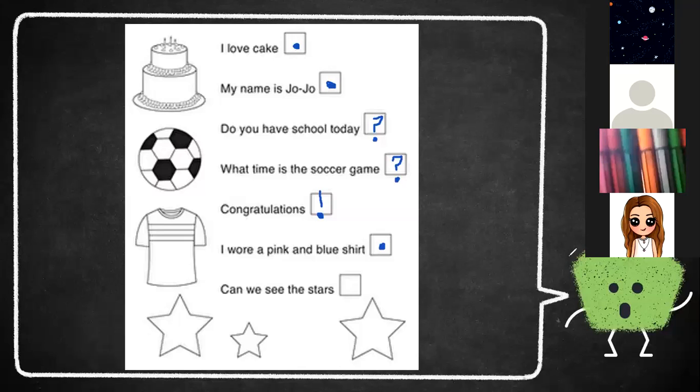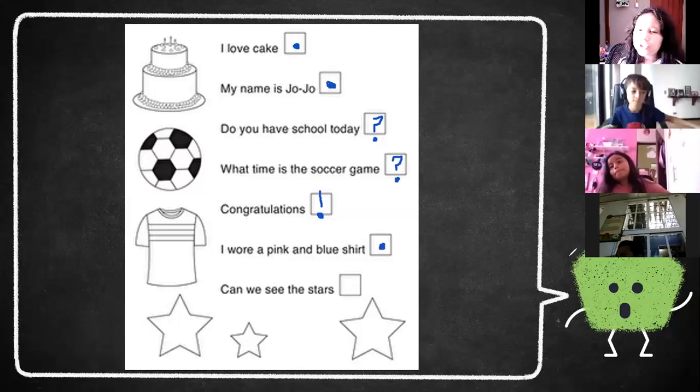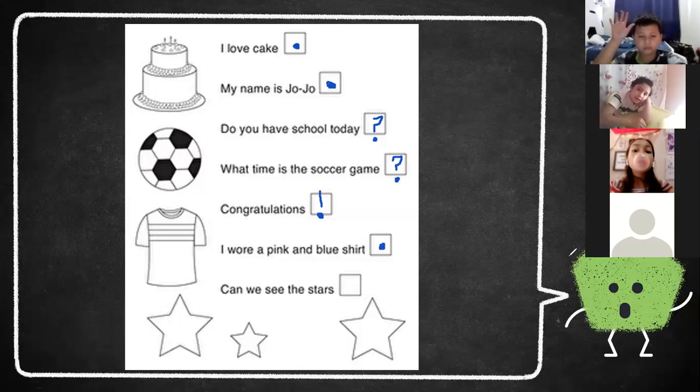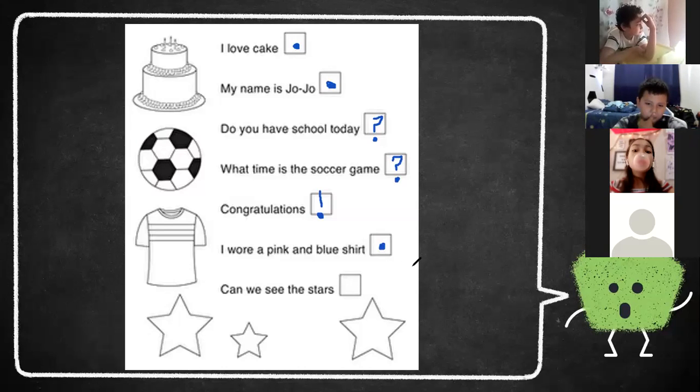Can we see the stars? Okay, what is that? Can we see the stars? Okay, what is this one? Okay, Christopher, can we see the stars? Period. Okay, check the intonation. Can we see the stars? This one is an interrogative sentence, exactly. Okay, excellent, good job. So you identified all the punctuation very well, excellent.